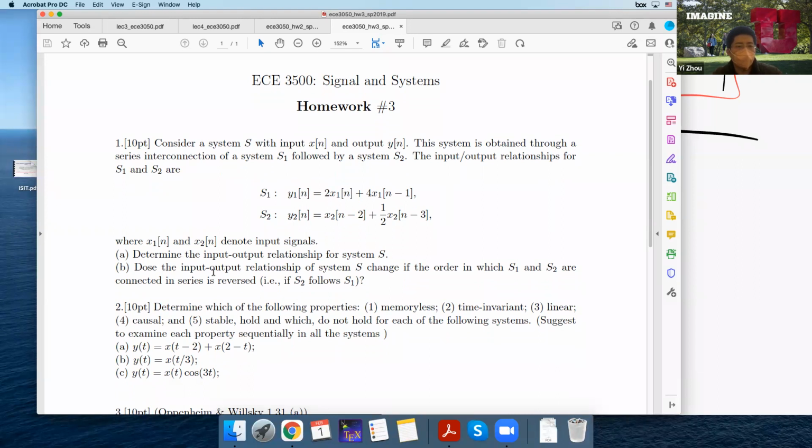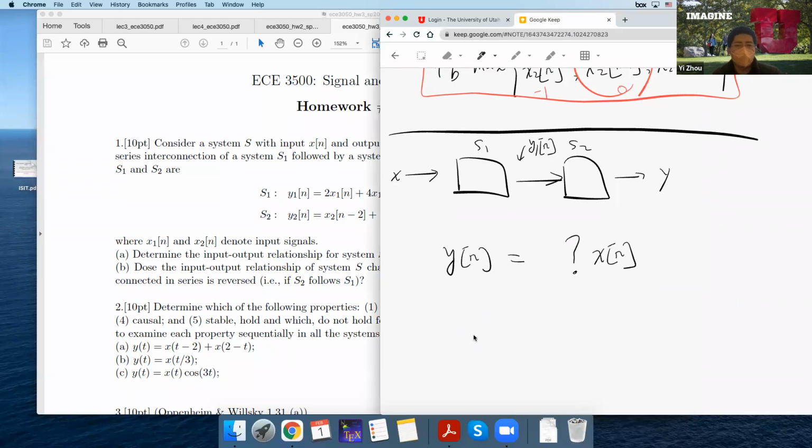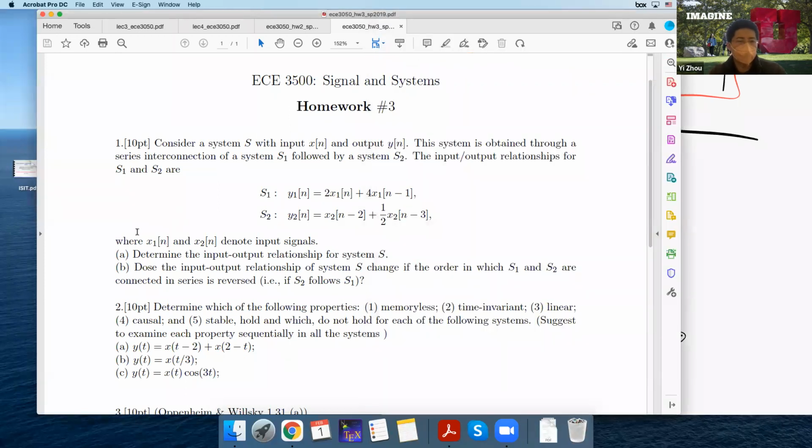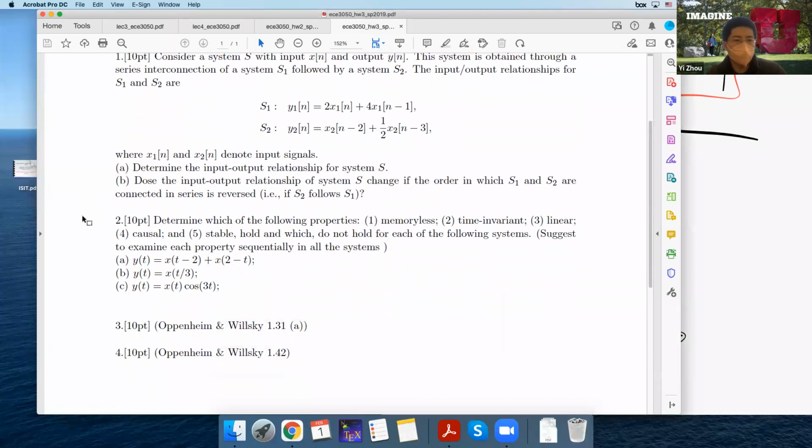Part B: does the input-output relationship of system S change if the order in which S1 and S2 are connected in series is reversed? So if we switch the order of S1 and S2, make it S2 connected with S1, the question is, does this system equation change? I guess you can find it out by working out the system equation of the second one. I think part one is relatively straightforward.